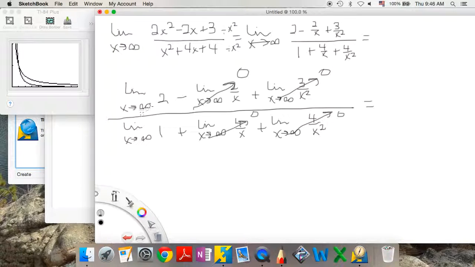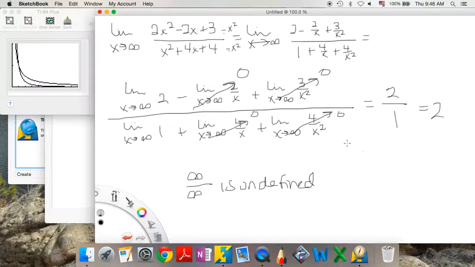So what's the limit as x goes to infinity of 2? Well, it's just 2. And the limit as x goes to infinity of 1 is just 1. So our answer is just 2. Generally speaking, you divide by the highest power of x in the denominator, and then you can simplify it all out. One thing I want to point out, make sure you remember that infinity over infinity is undefined.